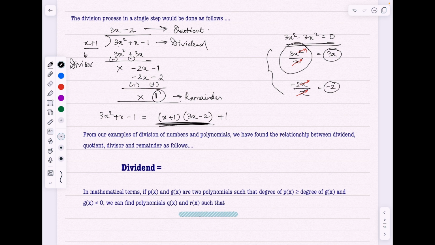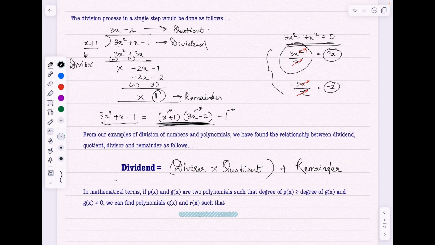This thing, can I write it or not? If you multiply this, you will get, because this is the divisor, this is the quotient, this is the remainder, this is the dividend. I have already told you in the first slide, dividend equals what? Dividend equals divisor into quotient plus remainder.